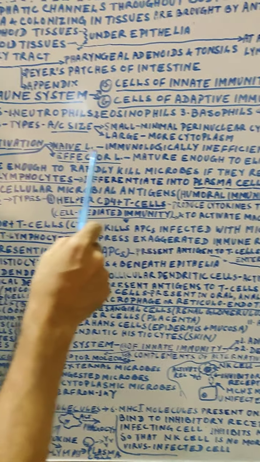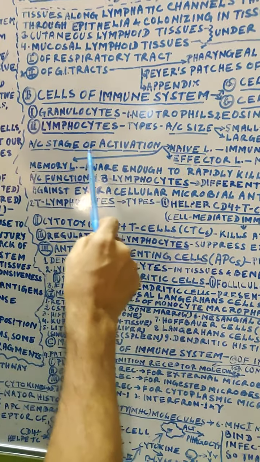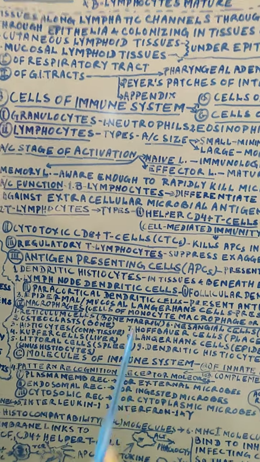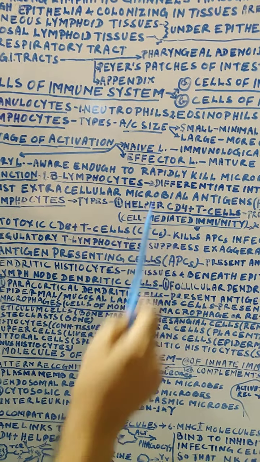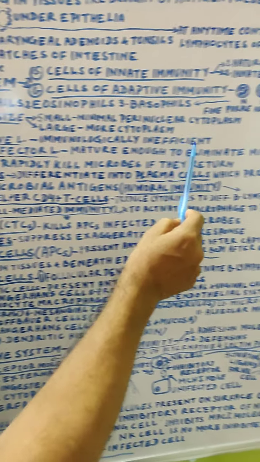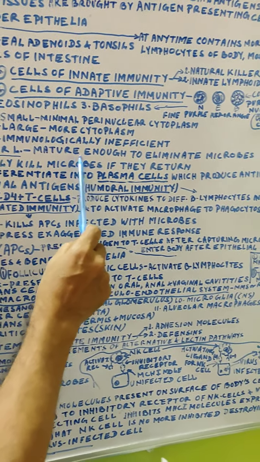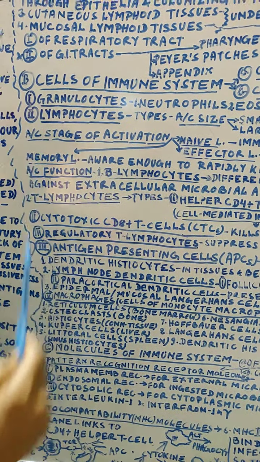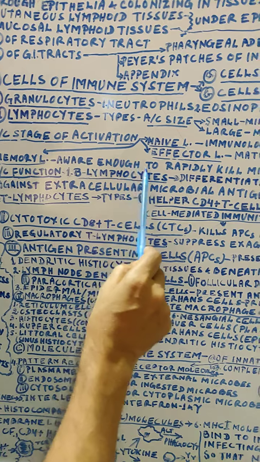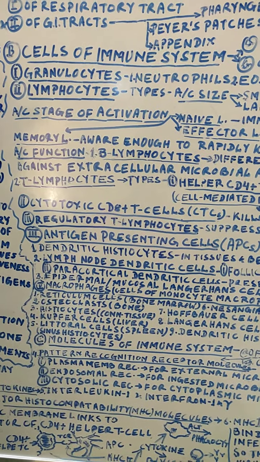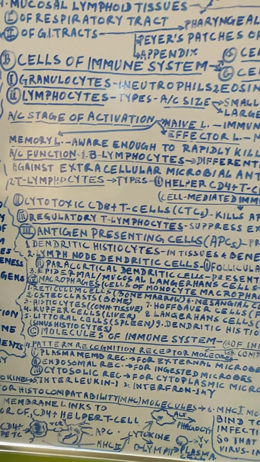Second classification is according to the stage of the activation of the lymphocytes. According to that, it may be naive lymphocyte, which is immunologically inefficient. It may be effector lymphocytes, which are mature enough to eliminate microbes, and it may be memory lymphocytes, which are aware enough to rapidly kill microbes if they return into the body. So these are different types of the lymphocytes according to the stage of activation.